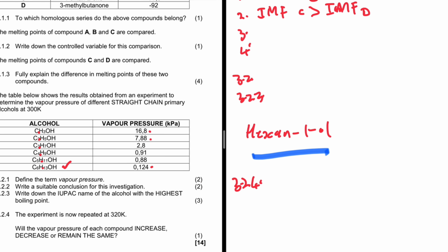Now let's do 3.2.4. The experiment is now repeated at 320 kelvins. Will the vapor pressure of each compound increase, decrease, or remain the same? Yes, the vapor pressure of each compound will increase. The vapor pressure of ethanol would still be greater than that of propanol, and that of propanol will still be greater than that of butanol.